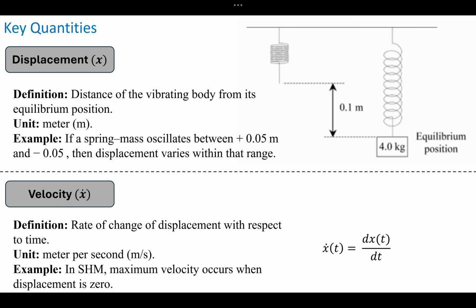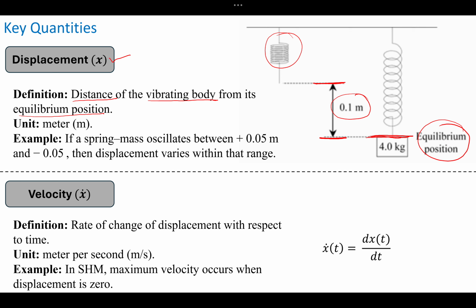Starting with the first one, known as displacement, it is defined as the distance of the vibrating body from its equilibrium position. Let's say this is the equilibrium position of our spring mass system, and it is displaced from this equilibrium position to some other position, and in this case the spring is compressed. Whatever the distance is between the equilibrium position and the mean position, as shown here in this case 0.1 meter, this distance is termed as the displacement.